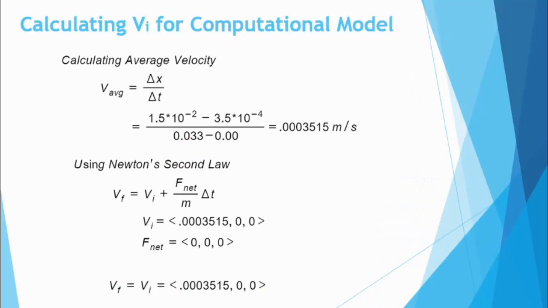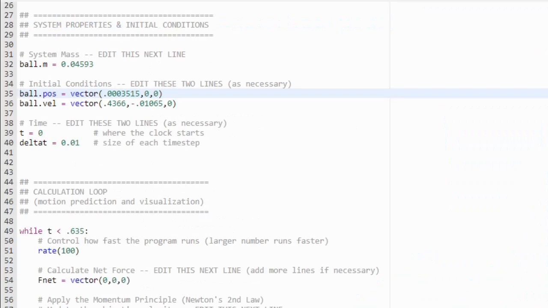To create the simulated model, the initial position was taken from Tracker to calculate the average velocity. The initial velocity was calculated using Newton's second law, where the net force was a zero vector, showing that as a result, the velocity stayed the same because the final velocity equaled the initial velocity. With these calculations, I was able to code to calculate the predictive movement of the ball and to display this prediction on a graph.